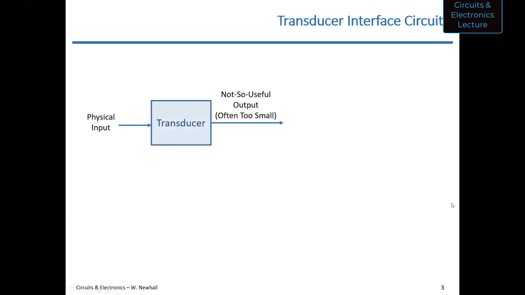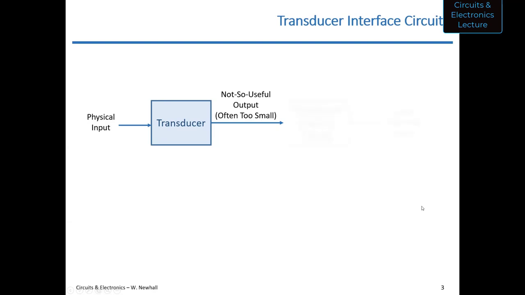So the transducer itself is a useful device, but on its own, sometimes it's not so useful. You take a physical input, you apply it to a transducer, and oftentimes you get what I call a not so useful output. It's often too small of a value. If it's a voltage that changes, it might only change by a couple millivolts, which is hard to measure, hard to apply in a system. You might get a very small change of resistance, which is, again, hard to measure.